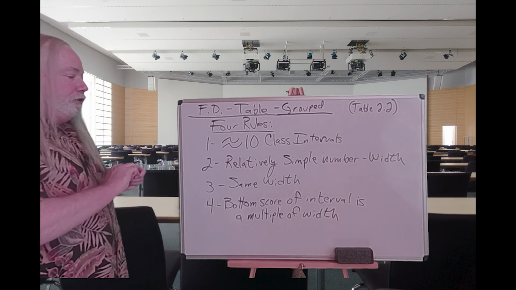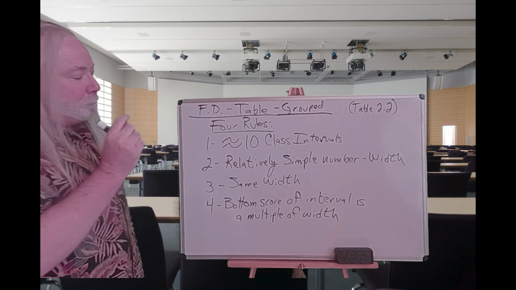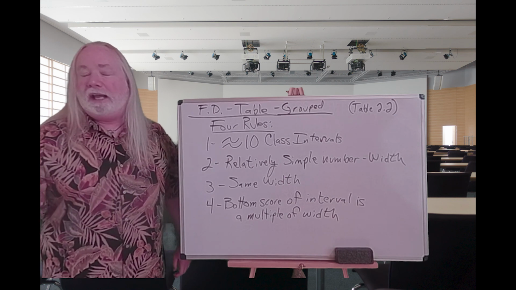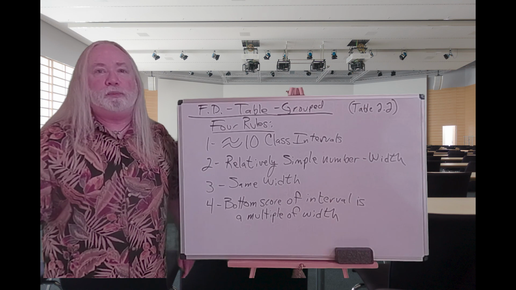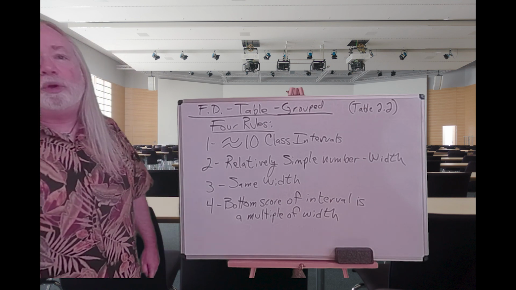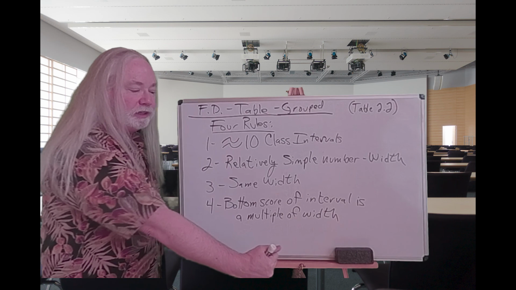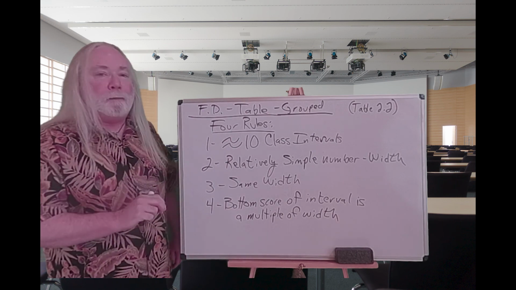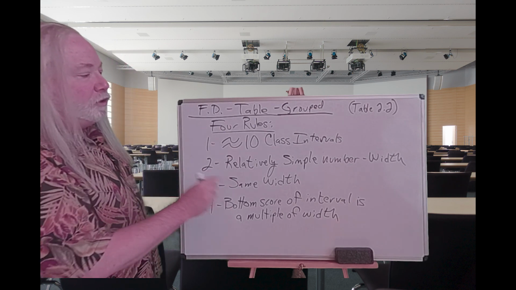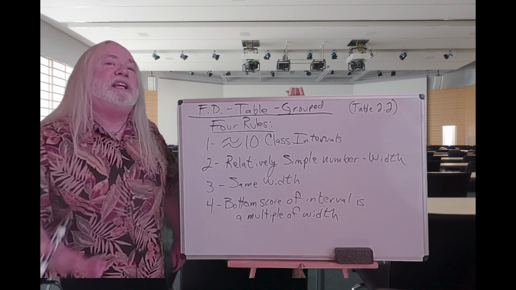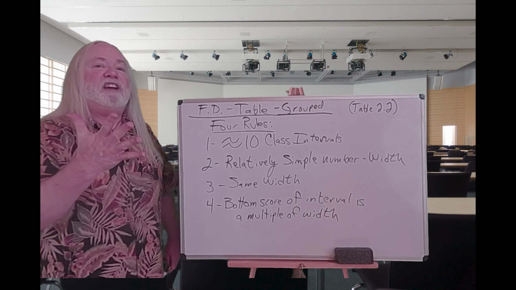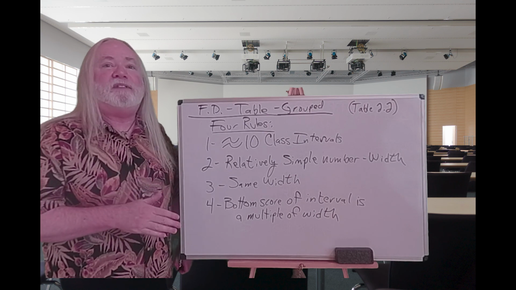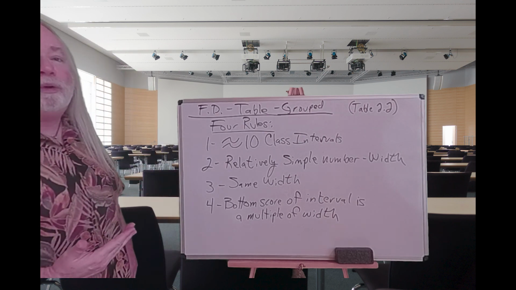And this last one for a lot of students is kind of the weirdest one to see. The bottom score of your interval. So if we look at our example, table 2.2, and go all the way to the lowest score in that table, go down to the bottommost interval and look at the lowest score on it, it's a 50. What this says is that that number, that 50, needs to be a multiple of the width. In other words, it needs to be evenly divisible by the width. Well, the width is 5 points, the score is 50. Is 50 evenly divisible by 5? Yes, it is. So it meets that requirement.